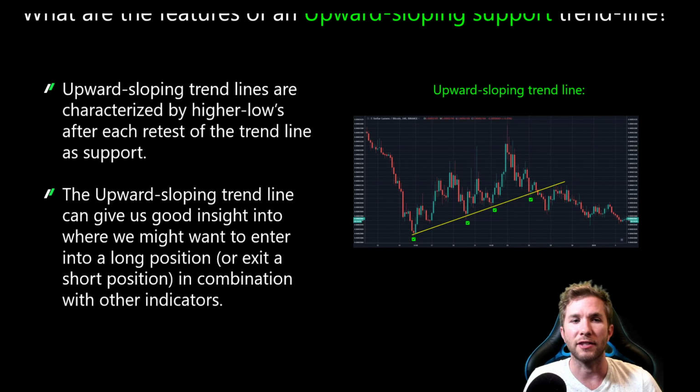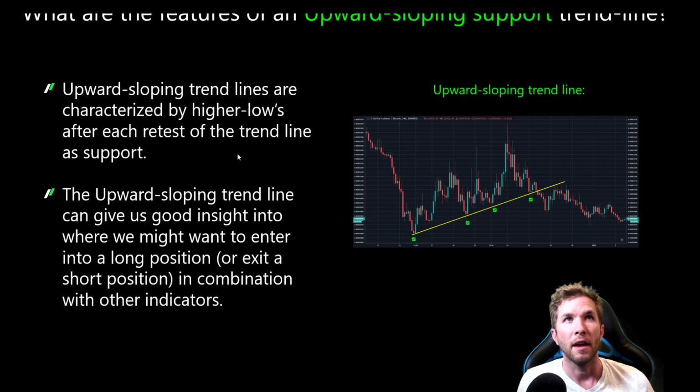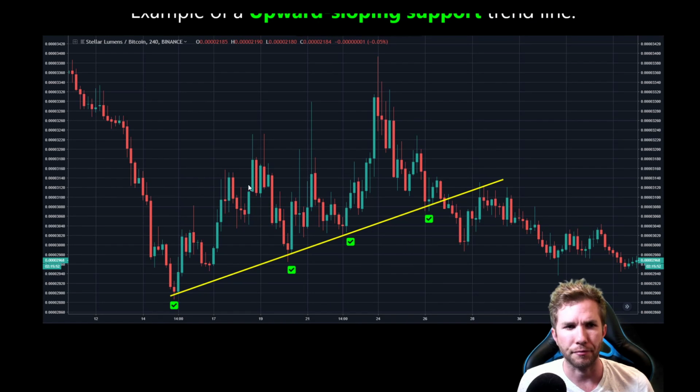Upward sloping trend lines are characterized by higher lows on the market. So I'm going to go over some really basic stuff, and then when we get into the Q&A, we're going to be going over a little bit more advanced stuff. So upward sloping trend lines are characterized by higher lows after each retest of the trend line as support. The upward sloping trend line can give us good insight into where we might want to enter into a long position in combination with other indicators.